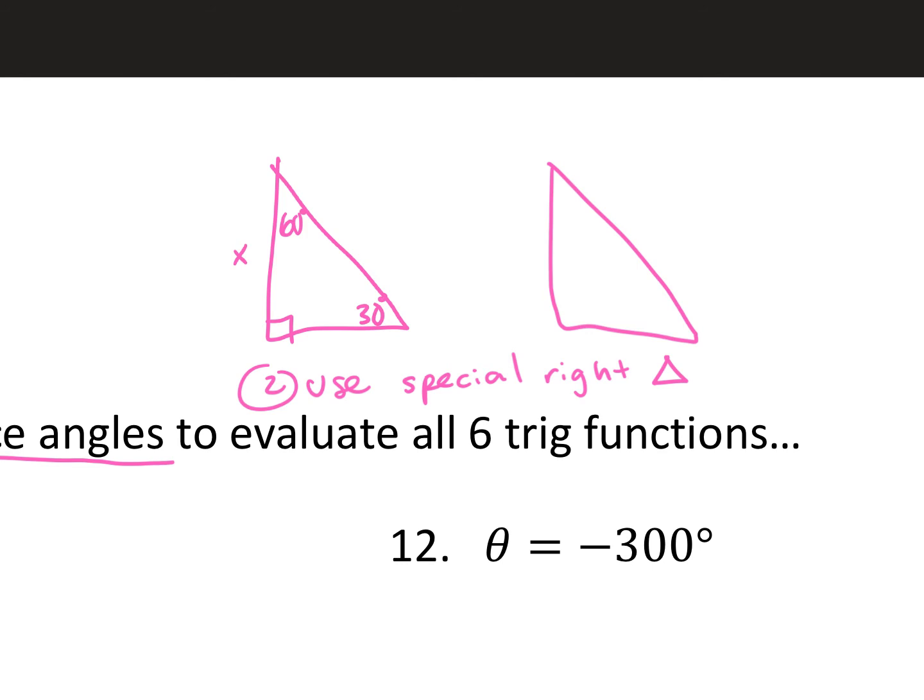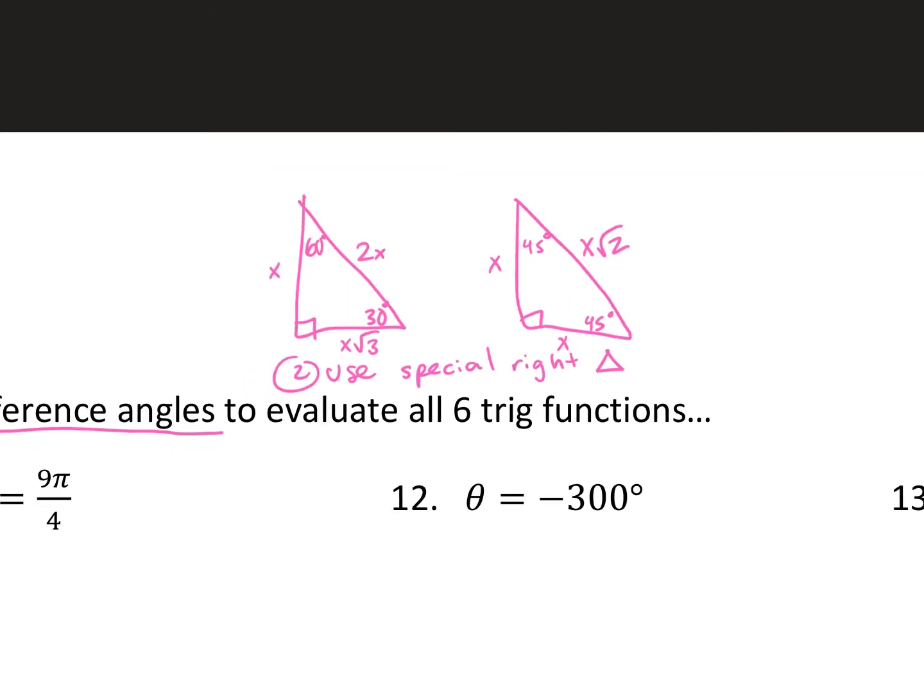What is opposite of the 60? X square root 3. What's opposite of the 90? 2x. And in a 45, 45, 90, what's opposite of the 45? X and X. And what's the hypotenuse? X square root 2. Awesome. These you have to have memorized. You need to know these.